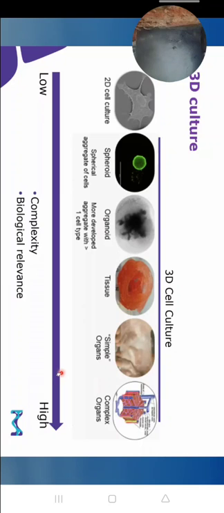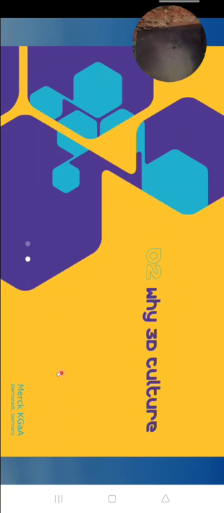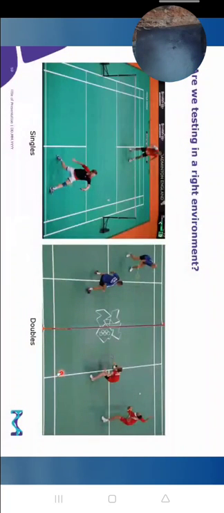Right? So far we understood the importance of what is 3D cell culture. Now let us understand why 3D cell culture. Again, here I want to explain this with another analogy. I hope many of you play games, right? So here I just shown you one example of badminton, where on the left side you see this is a singles game, and here we have a doubles game on the right side.